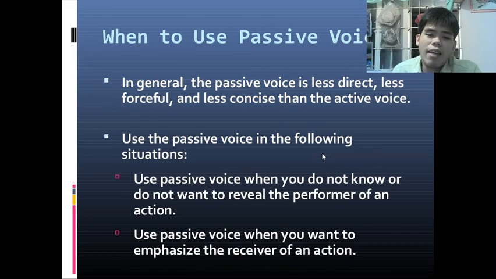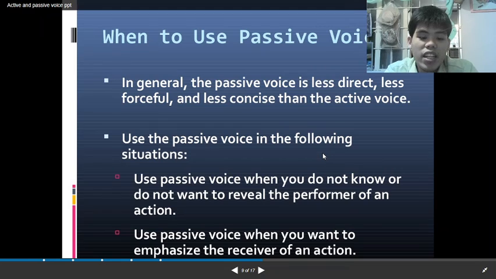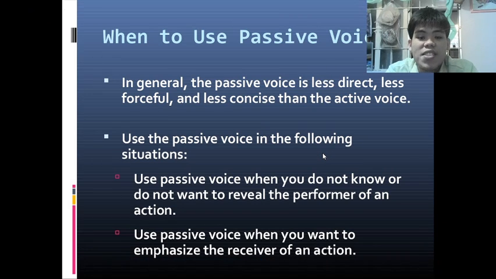Now, why do we have the passive voice? So of course, there are times that we need to use the passive voice of a verb. So when? In general, the passive voice is less direct, less forceful, and less concise than the active voice. So we will use the passive voice in the following situations. When you do not know or do not want to reveal the performer of an action.